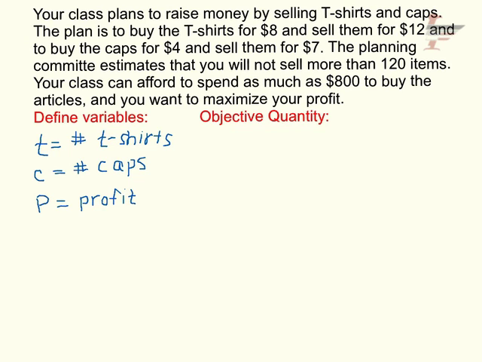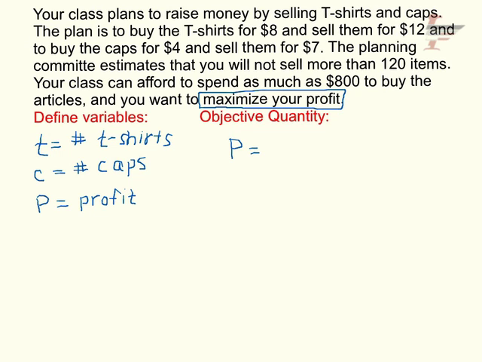Then your objective quantity. So your objective quantity, of course, is what you want to maximize or minimize, and it's pretty clear here what you want to maximize. It's your profit. So my objective quantity is going to be P for profit, which I've defined, and then you have to think about what your profit is going to be here.